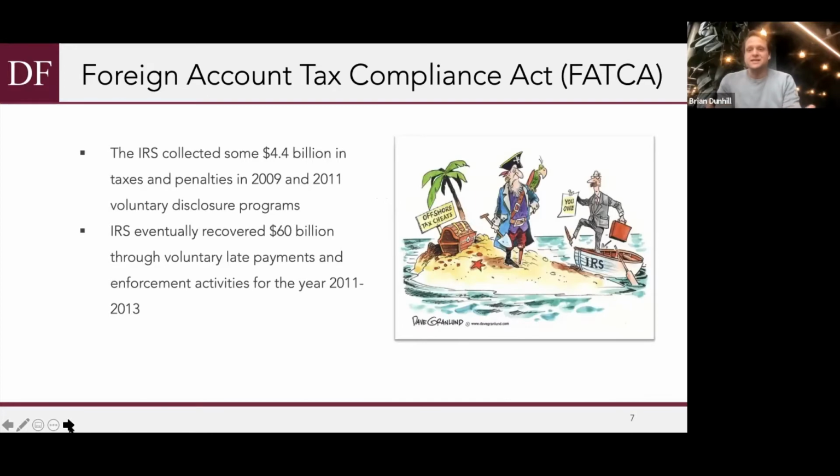FATCA has collected billions of dollars in revenue for the IRS. So even though there are a lot of organizations and a lot of people that say they want to dismantle it, we doubt that would actually be the case because it has been extremely successful for the IRS in catching all these different tax dodgers and innocent individuals, which might include some of the people on this call that have things in the wrong place or might not be reporting them accurately.